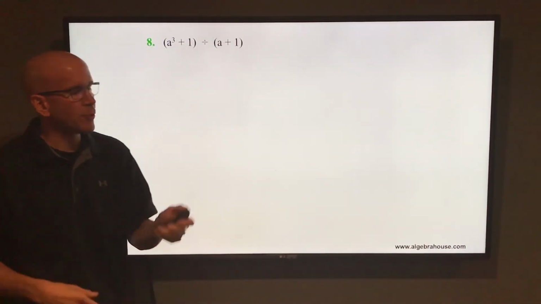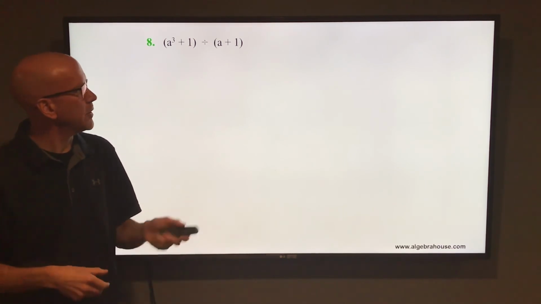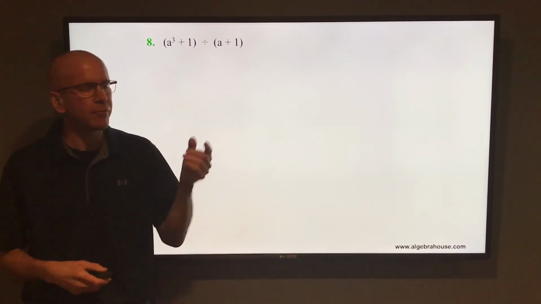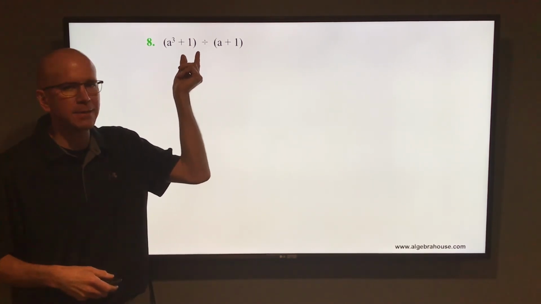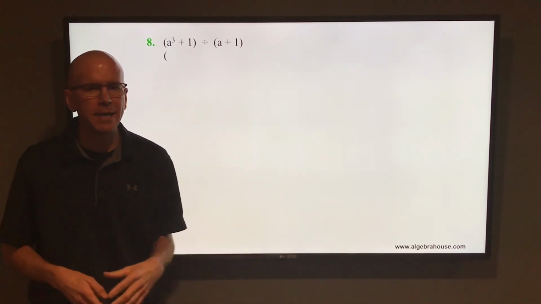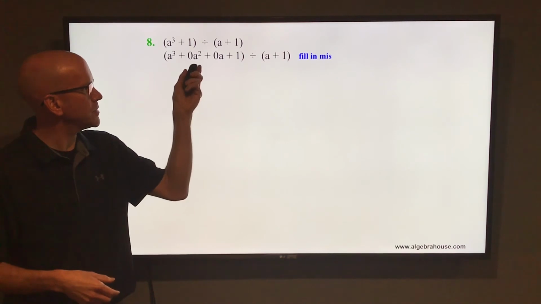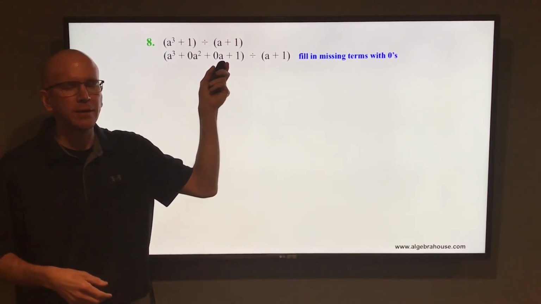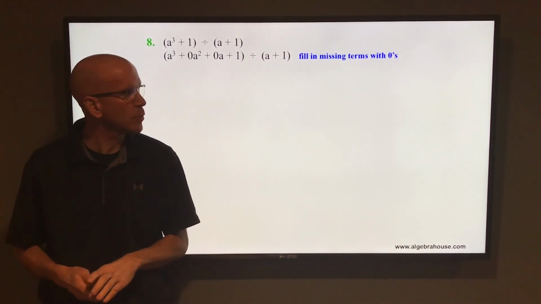We're dividing a to the third plus 1 by a plus 1. We're missing a couple terms here. You're jumping from a to the third to that constant term of 1. So you're missing an a squared term. You're also missing an a term. So we're going to fill in with a 0a squared and a 0a. You have to put those in as placeholders for this to work.